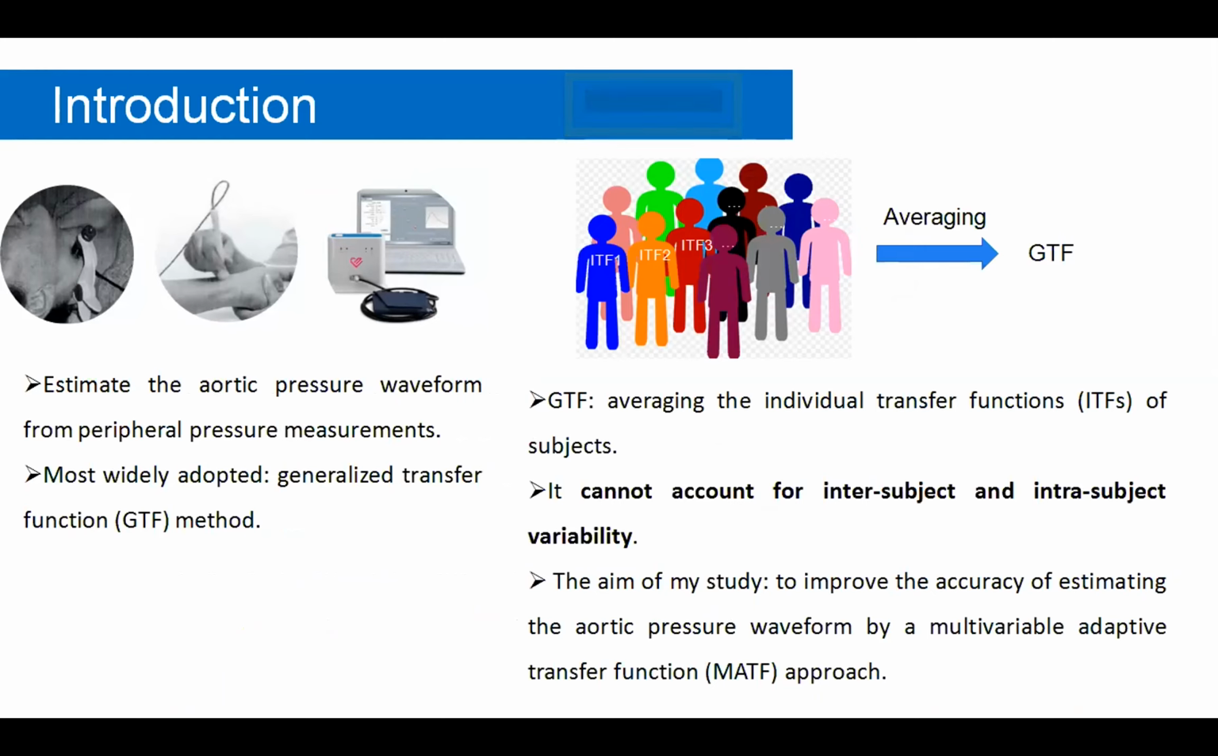The generalized transfer function method is most widely adopted among the existing methods because of its simple implementation. What is a generalized transfer function? It is obtained by averaging the individual transfer functions of subjects, but it cannot account for inter-subject and intra-subject variability, which leads to reduced accuracy of some derived indices from the estimated aortic pressure waveform.